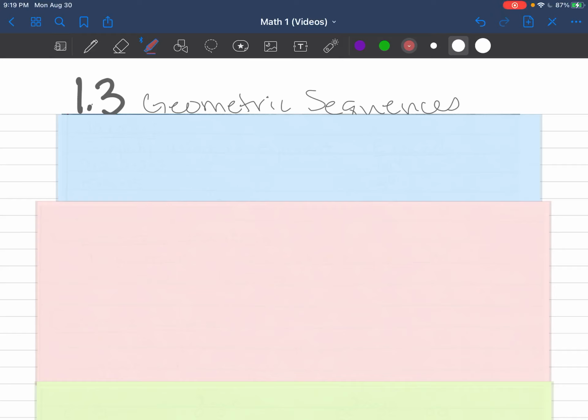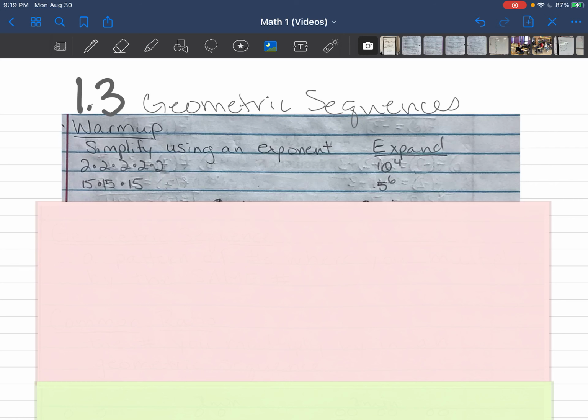All right, these notes are for 1.3 geometric sequences. The first thing we're going to do is write down this warm-up stuff. So take a moment, write it down, pause the video. Okay, so we're going to simplify using an exponent.